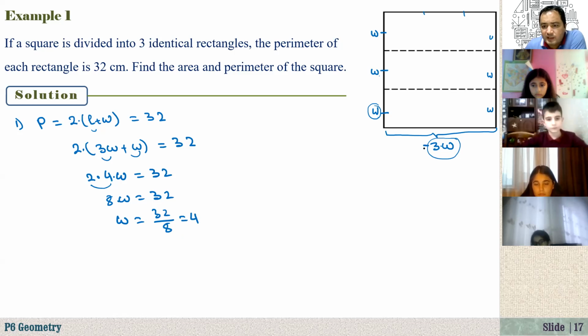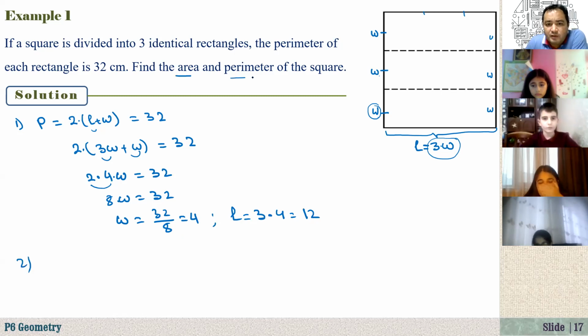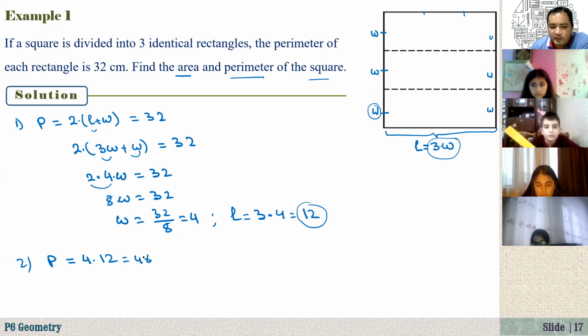Now let's say this one is the length of the square. What is the length? It is 3 times W, that is 3 times 4, is equal to 12. Number 2, what is the question? Find the area and perimeter of the square. Which square? The big square. So the perimeter is 4 times one side length, and the side length is 12, which is equal to 48 centimeters. And how about the area? One side times the second side, which is equal to 144 cm squared.